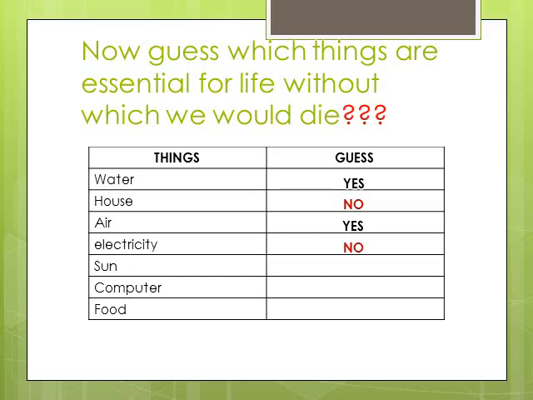Now the next thing is sun. Sun is our source of energy, so it is very necessary. If there is no sun, there will be no plant. If there will be no plant, there will be no life. Now the next thing is computer, so your and my answer is no. Now the next thing is food. So food is necessary for our survival, because if we have no food, how can we live? How can we live on earth?